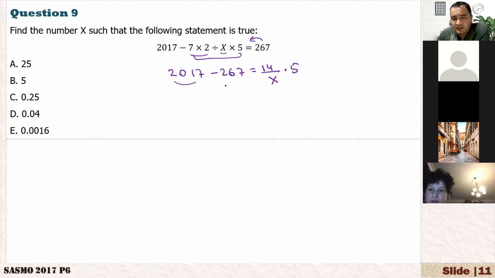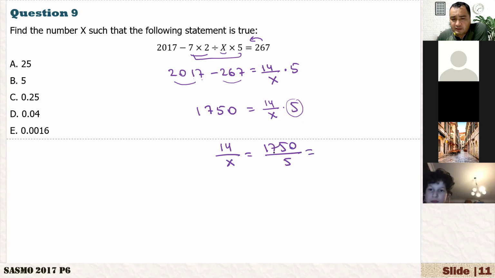And what is 2017 minus 267? 7 minus 7, it is 0. And 11 minus 6, that is 5. And 10 minus 2, what is it? It is 9 minus 2, it is 7, right? It is 7 and 1. So on the right-hand side, 14 over x times 5. So now if I take 5 to the left-hand side, because it's multiplied here, it will be divided. So here we have 14 over x is equal to 1750 over 5.